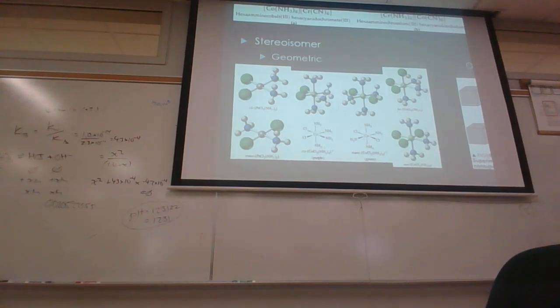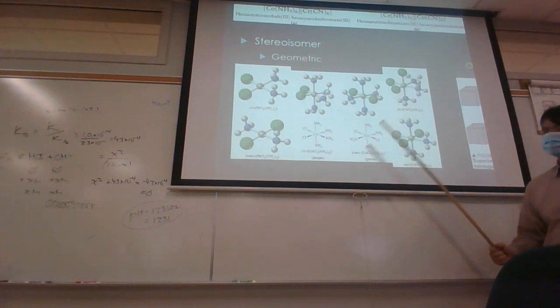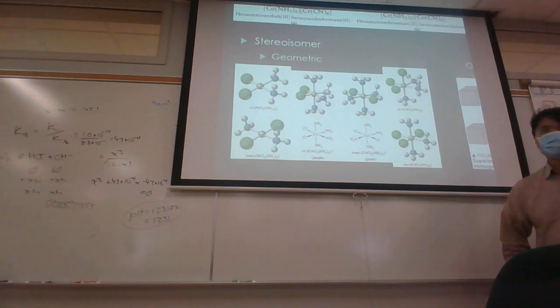Sometimes it could be. So for example, the one we did in lab was the cis dioxalato. That was the cis, it had the two chloros, the two greens. That was optically active.